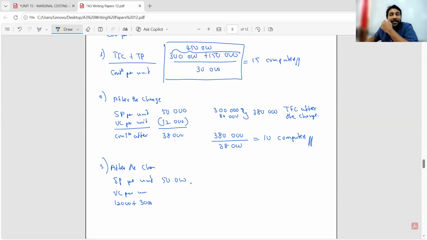Okay? Reduced by 3,000 means what? 8,000 minus 3,000, then 5,000. That's English. This is reduced to 3,000. Then tell me the variable cost. 15,000. Then how much is the contribution? 35,000. 35,000. Done.